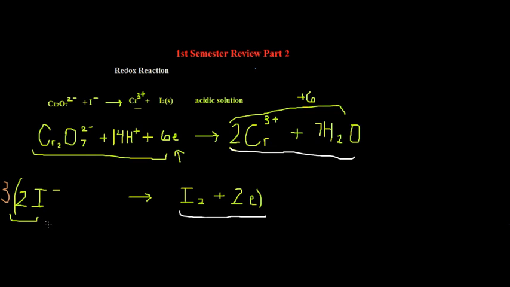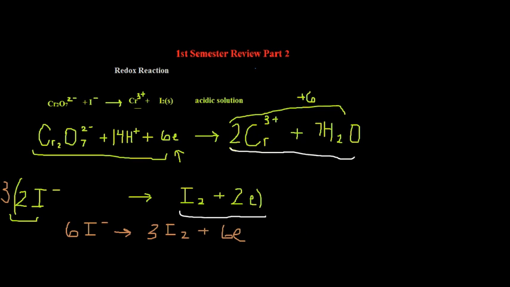So after multiplying by 3, you would get 6I minus turns into 3I2 plus 6 electrons. So our goal is to cancel the 6 electrons on the different sides of the equation.